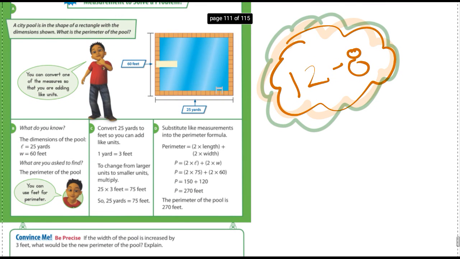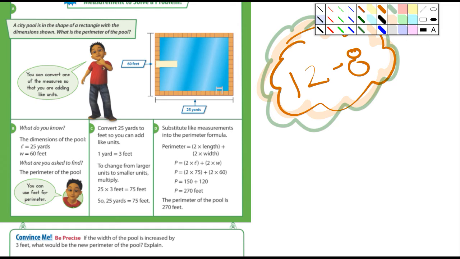Let's look at the first example here. It says a city pool is in the shape of a rectangle, and they want to know the perimeter of the pool. And if you look at it, you'll see that they give you the measurements in feet and in yards. And so you're obviously going to have to convert one to the other. In box B here, it says, what do you know, the dimensions of the pool? Looks like length is 25 yards and the width is 60 feet.